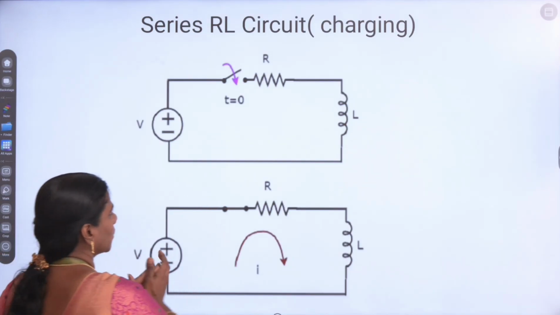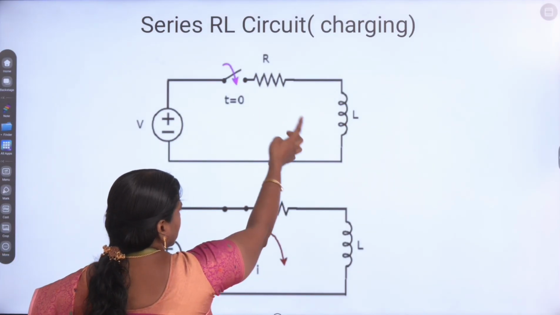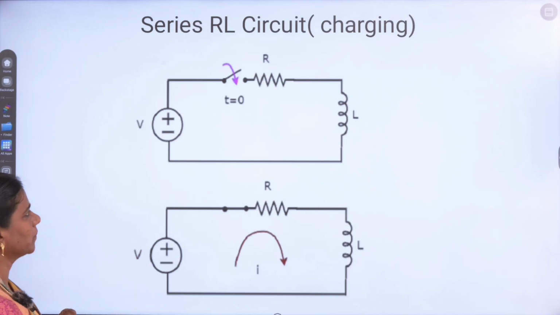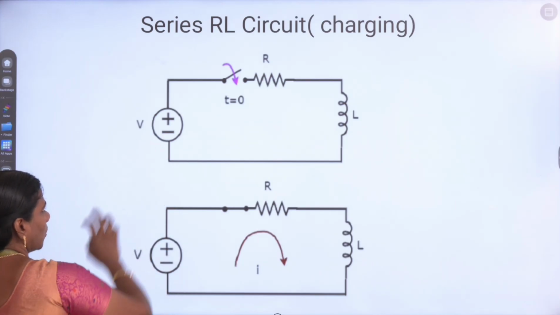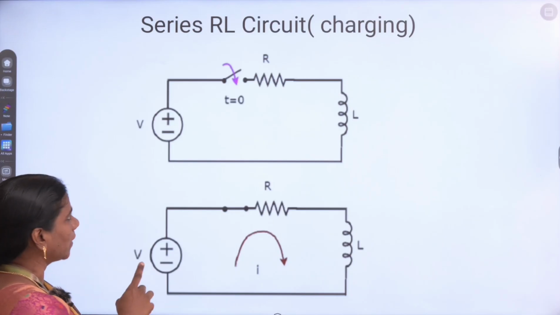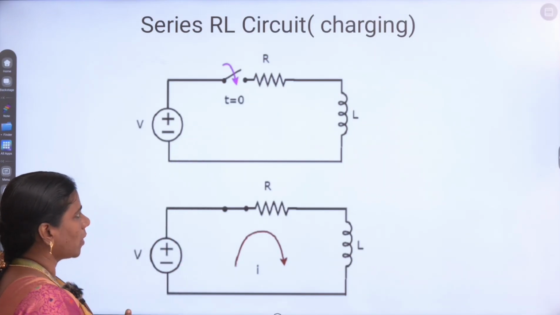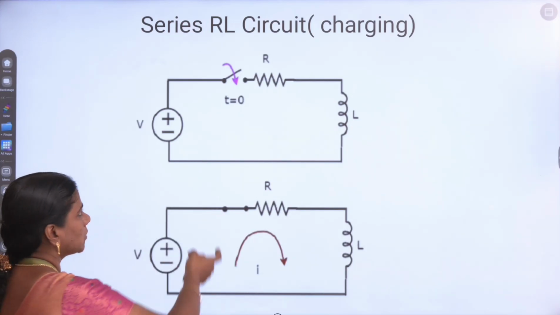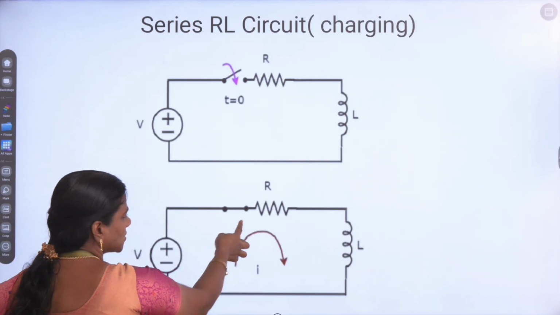So this is about our RL series circuit. This is a simple circuit which has resistance R in series with our inductor. Here we are going to apply the voltage. Now see, the switch is in open condition. At time t equal to 0, the switch is going to be closed.